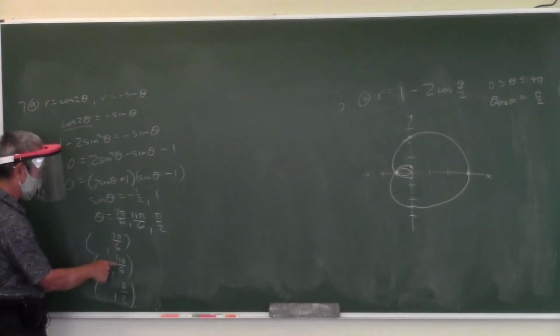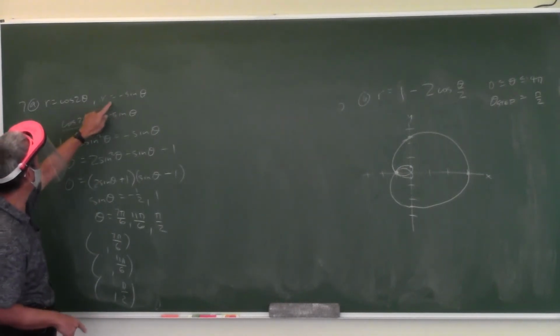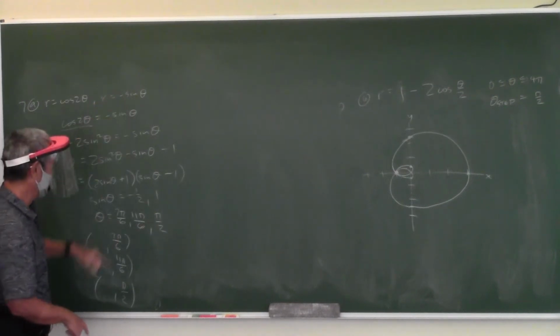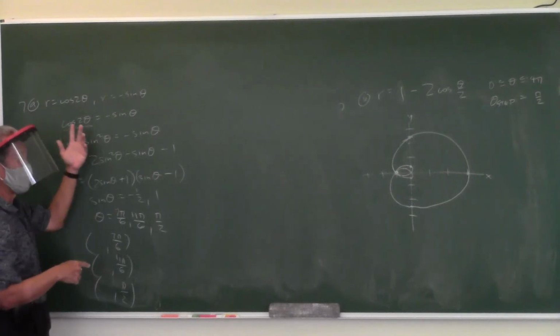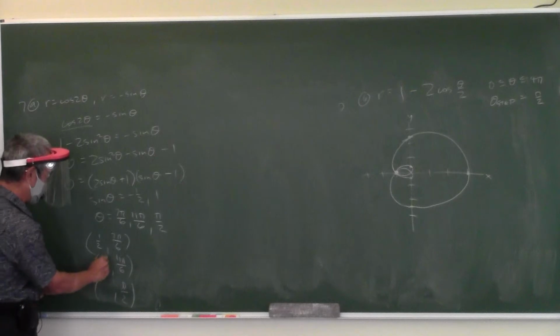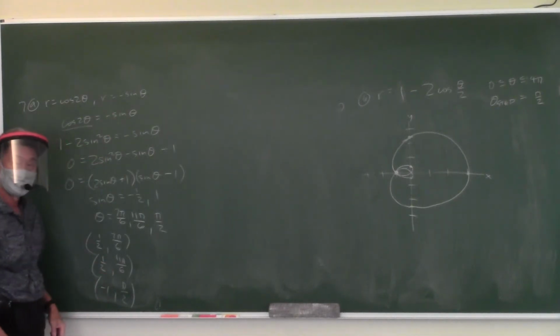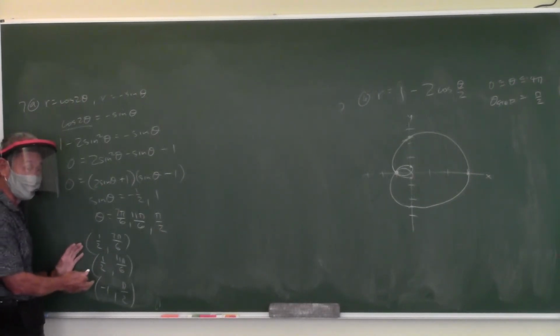Okay, so once you get the theta coordinate, how do I get the r coordinate? You plug it back into one of these. Which one looks easier? I think this one, yeah? So if you plug in 7 pi over 6 there, you get negative half. So wouldn't that be half? Okay, and then that's half as well. And then sine of pi over 2 is 1, so that's negative 1. So these are your algebraic points of intersection.